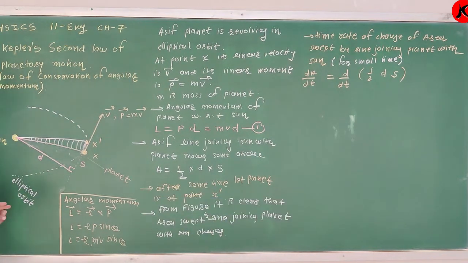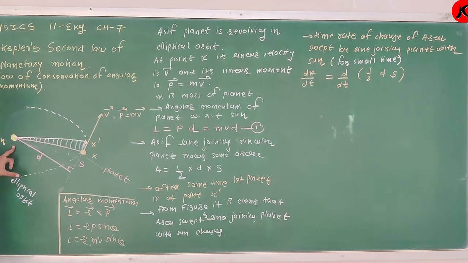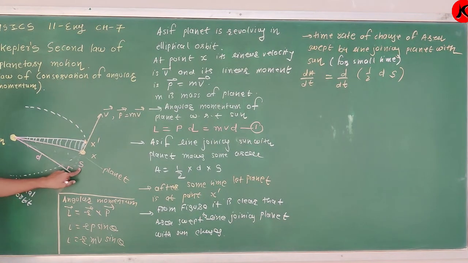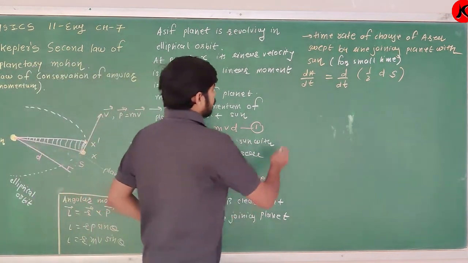Yes or no? Yes. It is a triangle. Its area is half base into height. The base is the same. Only the height is changed, meaning only this distance s changes. So how to write this?